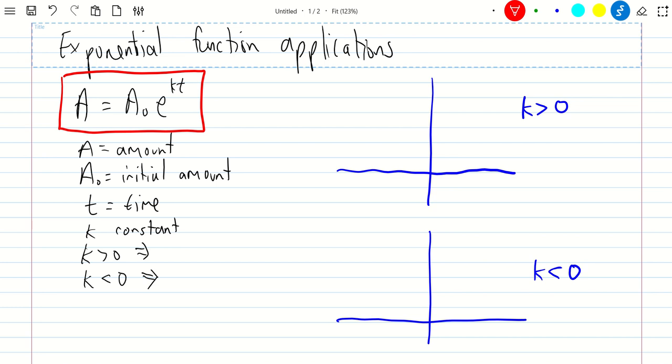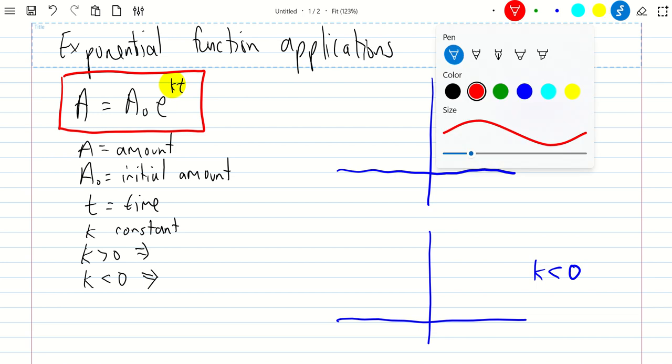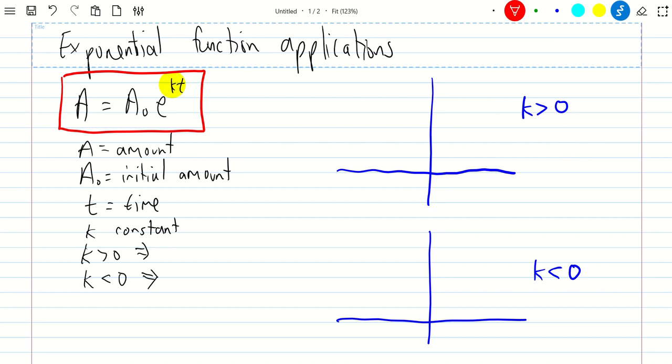Now, if that number is greater than 0, so if k is greater than 0, let's have a think about what might happen. If k is greater than 0, then it's going to exponentially increase. If you think about it, there are no reflections or anything with the graph of e to the power of something. And so you're going to get positive growth. If k is greater than 0, you're going to get growth, and what the graph will look like is like that.